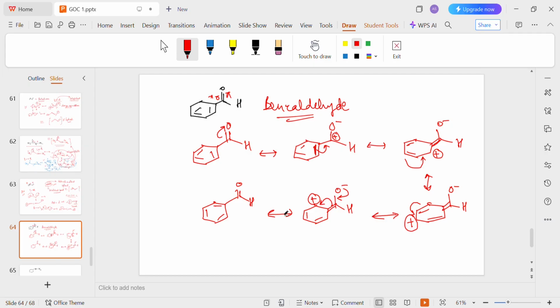In benzaldehyde you can very well see the pi sigma pi type delocalization, and within pi sigma pi you have pi sigma positive charge. In all these structures you have pi sigma positive charge, 1, 2, 3, 4, and 1, 2, 3. Here you have a pi sigma negative also. In one of the structures you have pi sigma negative also.